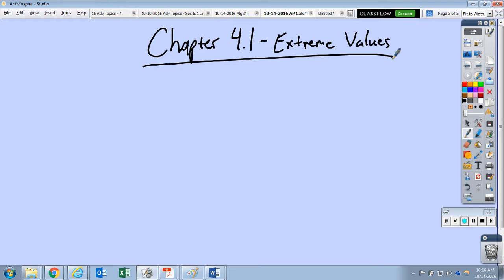Because how could you describe a value that, for example, is, say, when x equals a, let's say that value is 5. How can you describe a value that's just less than 5? There's no way to really write it.